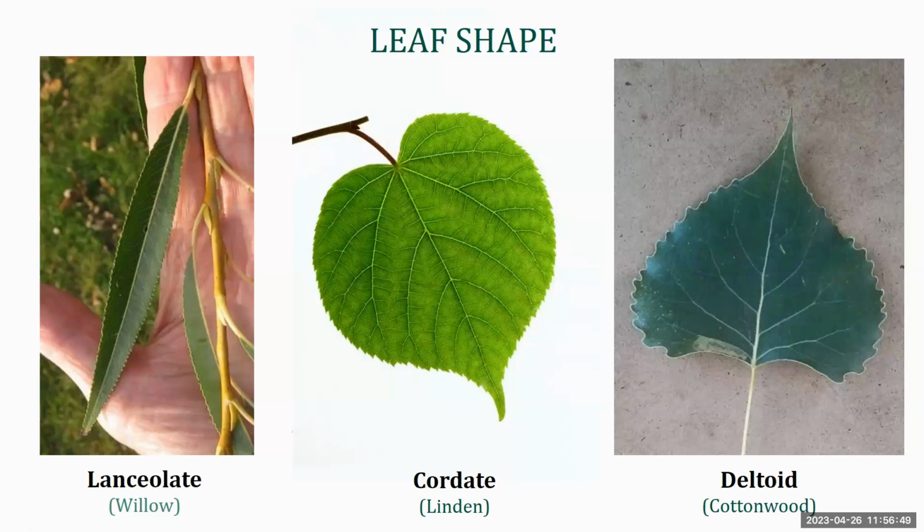And then lastly on this page, I have what is called deltoid. In Greek, the delta symbol is a triangle, and so deltoid means triangular shaped. You'll notice here at the base of this cottonwood leaf, it's almost level as compared to our cordate leaf right next to it. You see it comes into that point. It's almost level right here. So you can see the leaf is almost in the shape of a triangle.